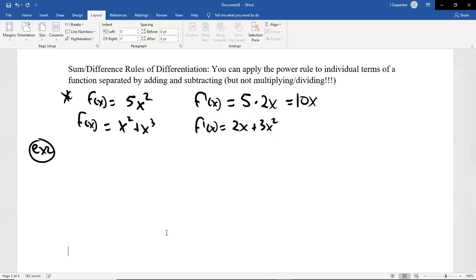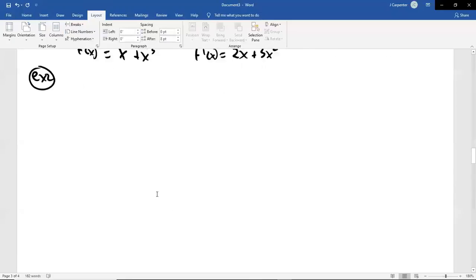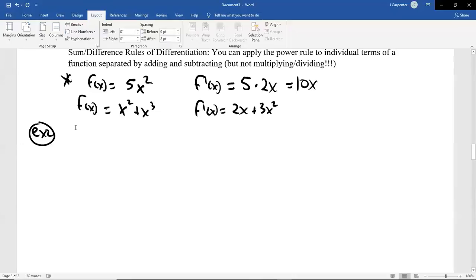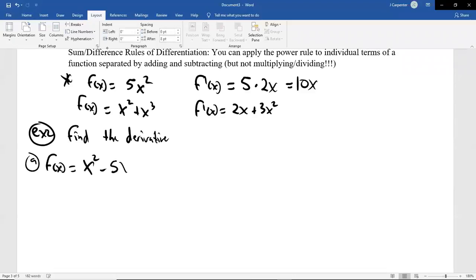Let me make sure I've got lots of space. I don't want to end up messing anything up. Example 2, find the derivative. I'm not even saying find f prime, I'm not saying find df dx. You can write it whichever way you want. And I also might use different letters here and there. So for our first function, we'll do f of x equals x squared minus 5x plus 12.